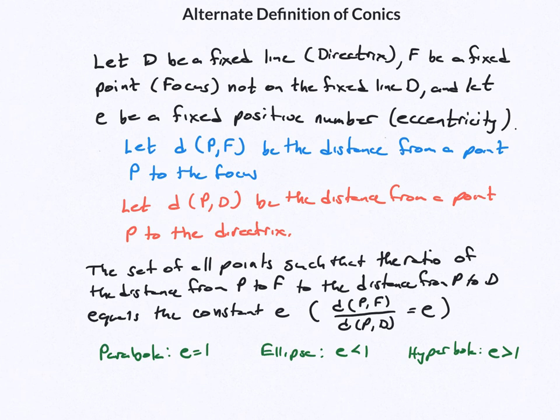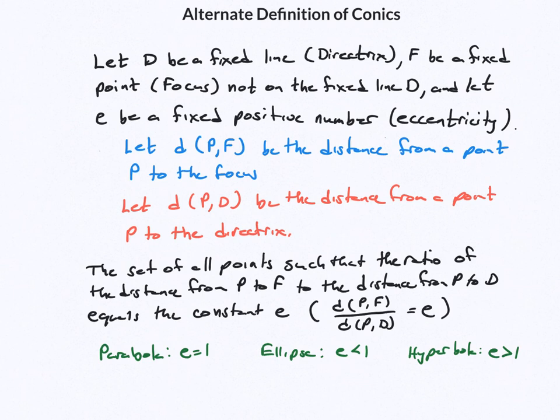Now, first, what we want to do is identify this alternate definition for conics. So we're going to define some capital letters here. First, we're going to let D be a fixed line, and we're going to call that the directrix. Capital F is a fixed point that's not on the directrix, and that is going to be called the focus. And we're going to let e, lowercase e, be a fixed positive number, which is the eccentricity. Notice this looks similar to Euler's number, which you are familiar with from logs, but it's not being used in the same way.